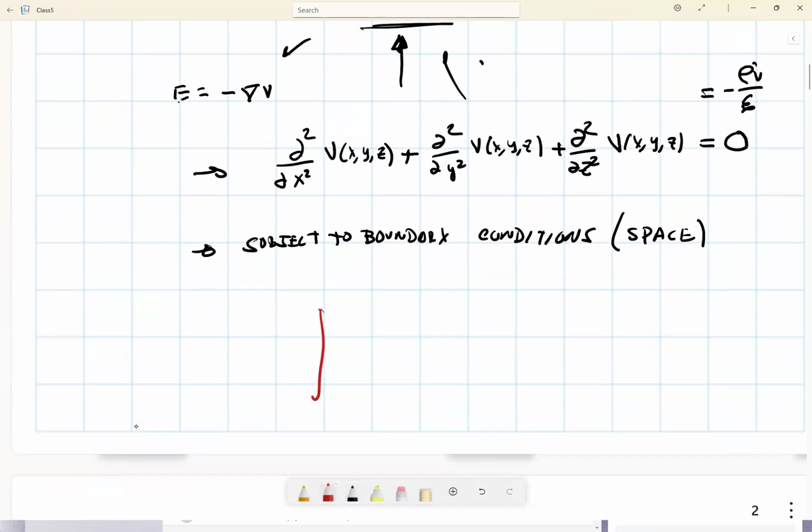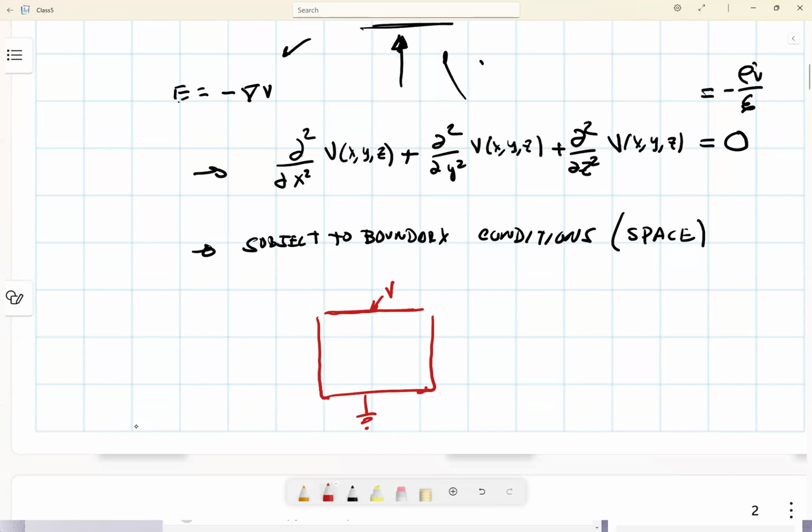The typical thing, the mostly talked about problem, is a conductor that has a voltage applied, and that is the typical example in every book that you can find, right? So it has a voltage applied here and grounded. So it's two conductors, one with a voltage applied and the other grounded. And this is the problem that Laplace solved.